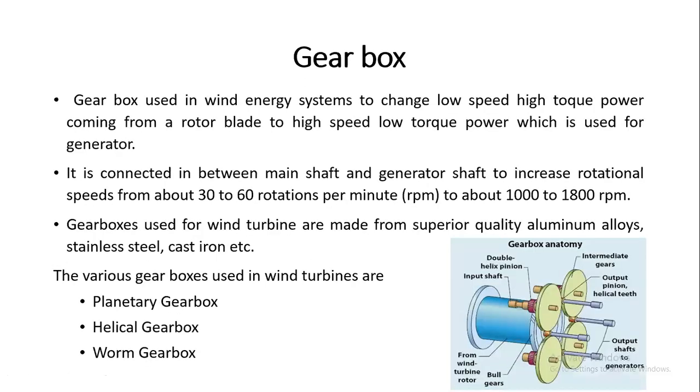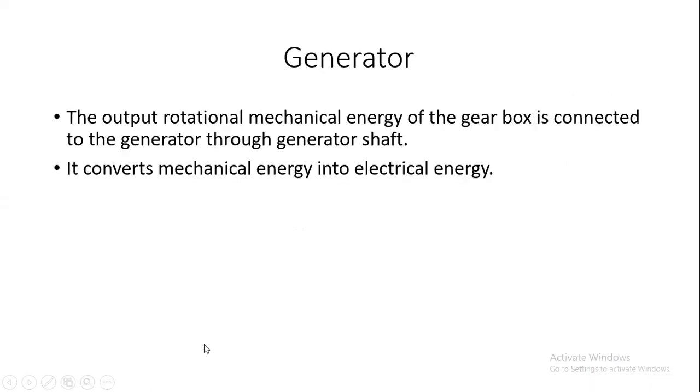Then comes the gearbox that I already discussed with you. The various gearboxes used in wind turbines are involute, helical and worm gearboxes. Then comes the generator. We all know that the generator is the equipment or component which converts mechanical energy into electrical energy. That equipment we call a generator, and the generator is the main part in a wind turbine.